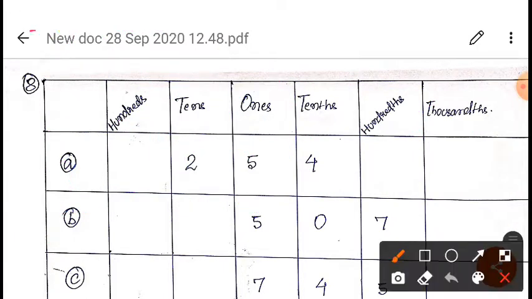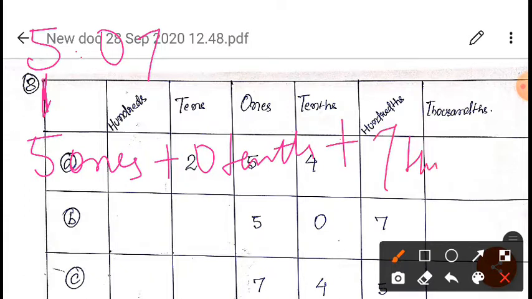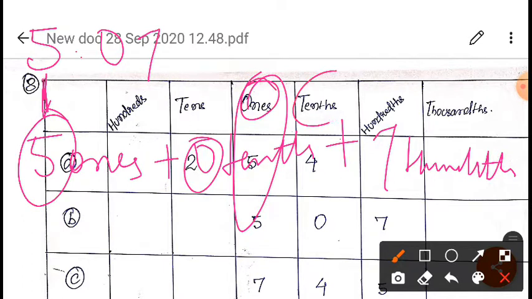Now the next question is 5.07. You see this 5 is in the ones position. After that, this 0 is in the tenths position, and this 7 is in the hundredths position. So we write 5 in the ones position, this 0 in the tenths position, and this 7 in the hundredths position, as you can see here.